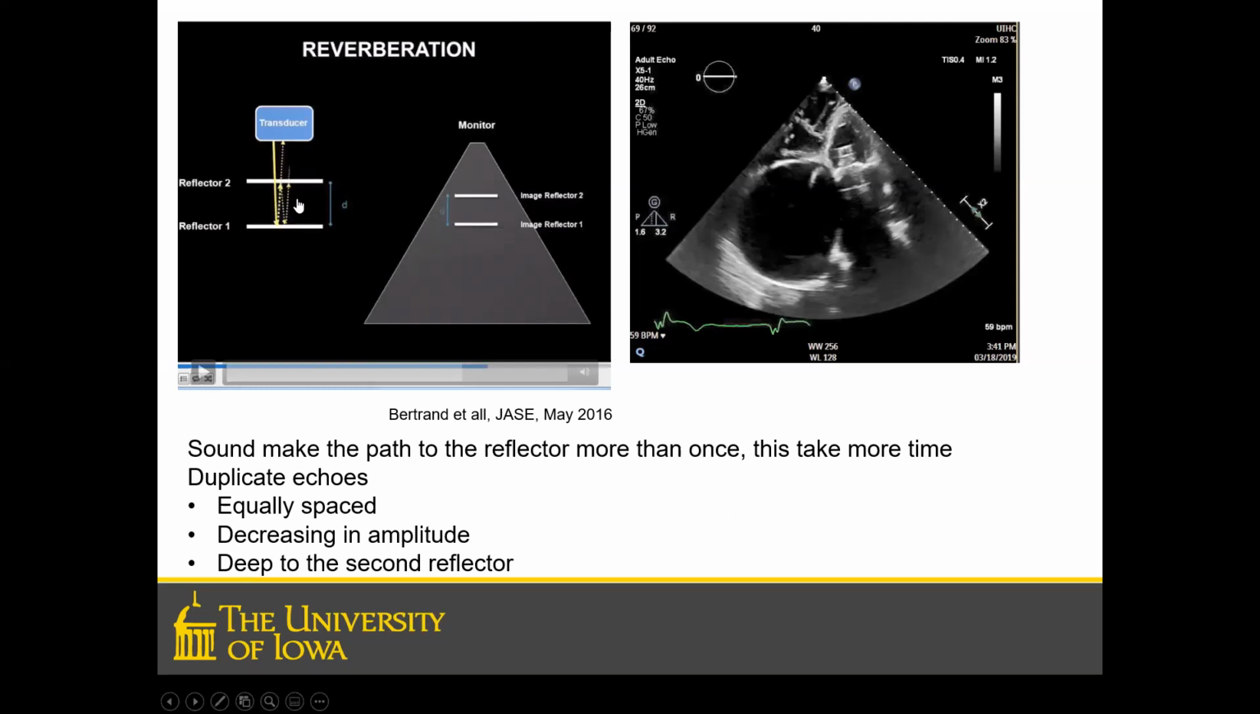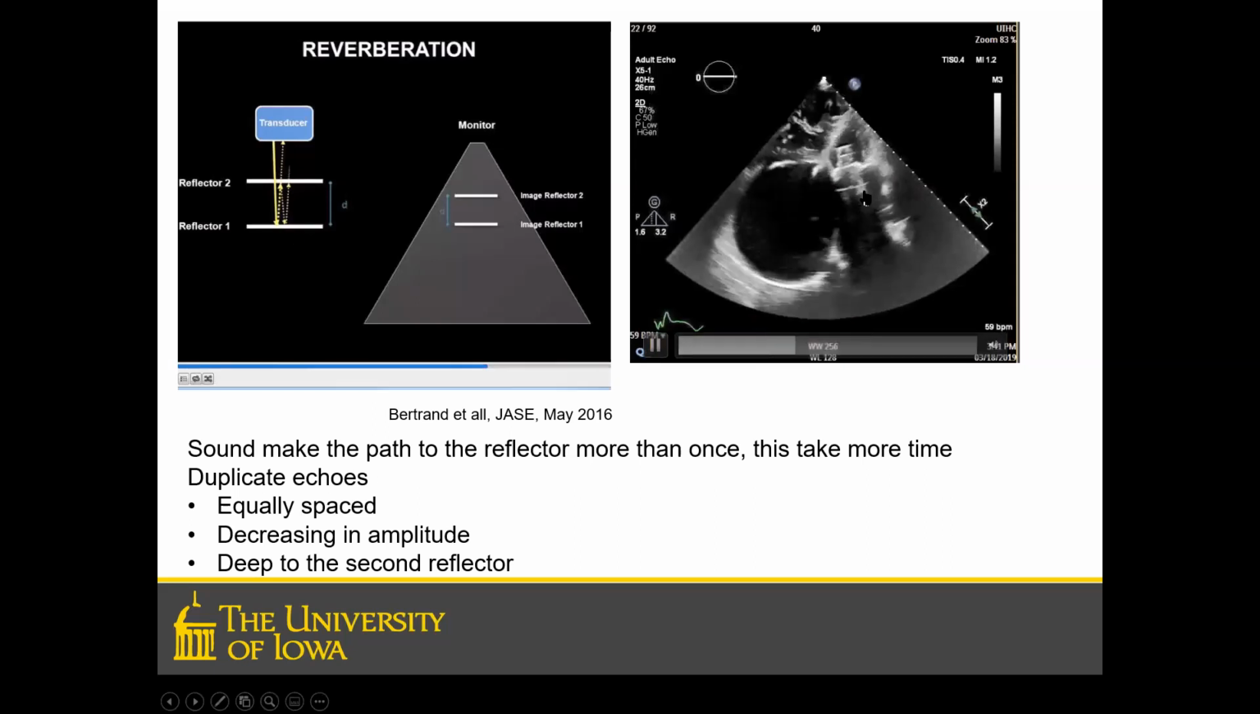So the sound can actually reflect from a structure back to the transducer and then make the path again. When the sound is bouncing, that's of course taking up more time. So what you have are equally spaced reflections of decreasing amplitude, and they are deep to the second strong reflector. So on this valve, this is your reverberation artifact here, deep to the second strong reflector, and you can see they're equally spaced.